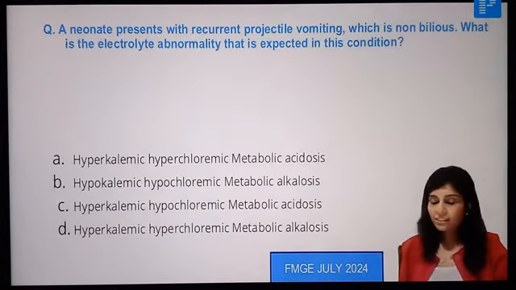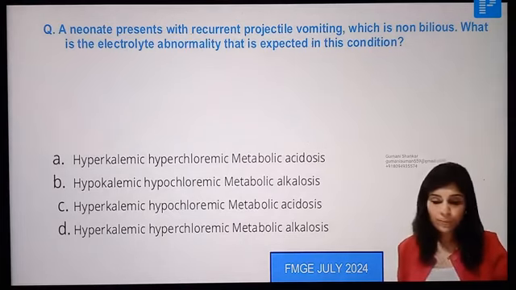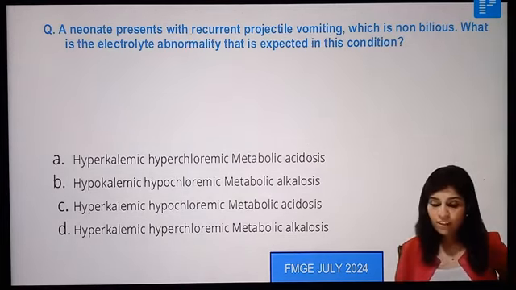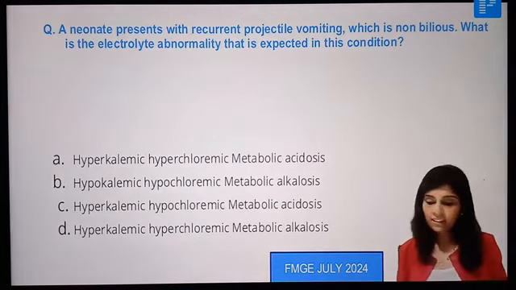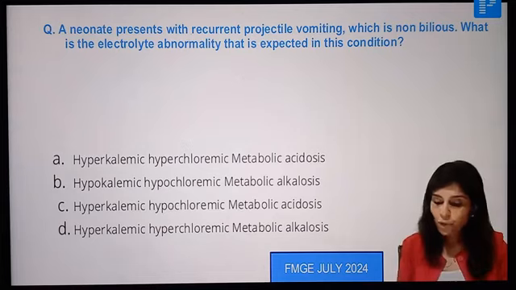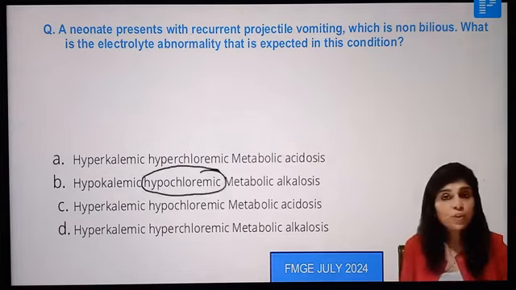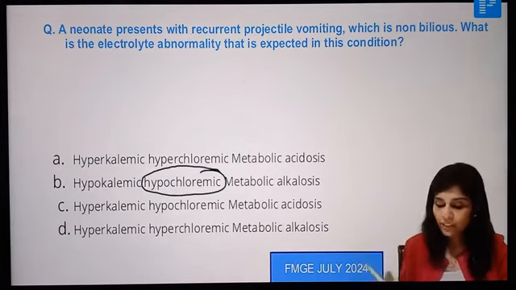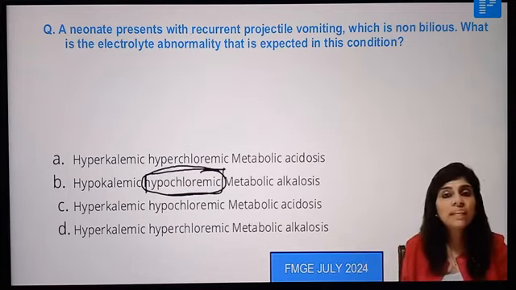So try answering this question. A neonate presents with recurrent projectile vomiting which is non-bilious. What is the electrolyte abnormality that is expected in this condition? Very good. So do you have any doubt about hypochloremia here? It has to be hypochloremia because a person is vomiting out acid. So there will be hypochloremia. Additionally, there will be hypokalemic metabolic alkalosis.